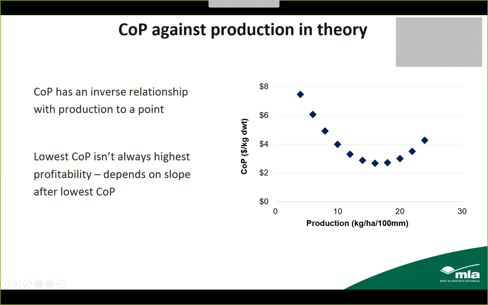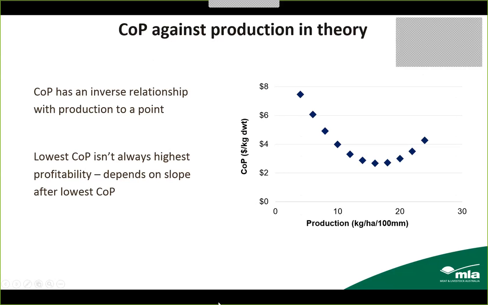This theoretical curve is driven by the percentage of fixed costs in the business. As production increases, fixed costs are reduced per unit of production because they're spread over more productive units. At some point, marginal costs of production are going to outweigh fixed costs and costs of production begin to rise again, which is where that graph kicks up.